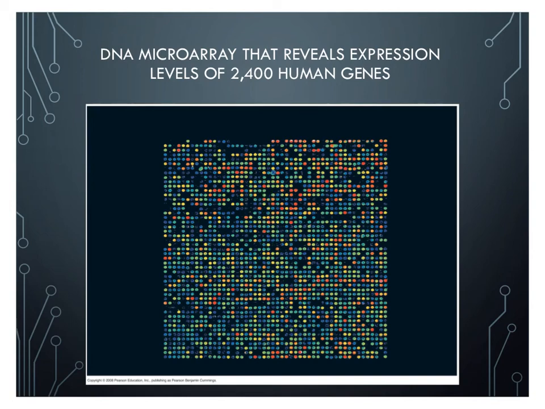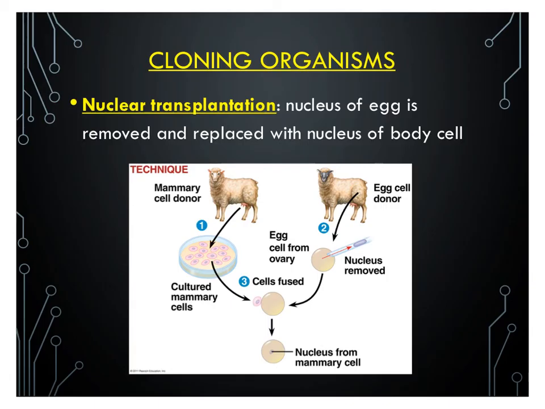But this is what's helping us track the human genome and trying to figure out, okay, this is where this gene is coded. This is where this gene is coded. And they're kind of color coded so we can match them up.